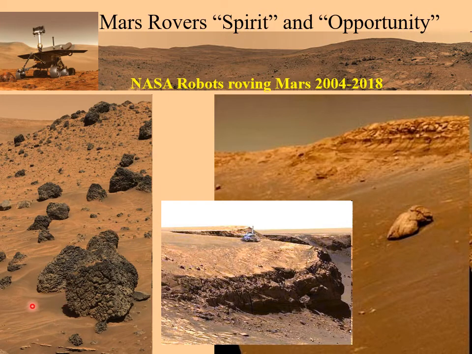You can see sand dunes and rock formations. You can see layers of rocks. This is the edge of a crater on the surface of Mars, and here you see some of the hilly Martian landscape.